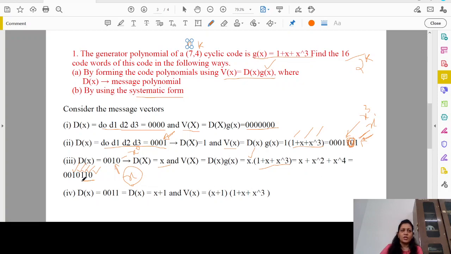But however the total number of bits is only 5. Since my n value is equal to 7, I will assume that the x power 5 coefficient is 0 and the x power 6 coefficient is also equal to 0, and correspondingly I will take these two bits as 0 and 0. And this is my code vector, whereas this is the code polynomial which is expressed with the help of these variables.